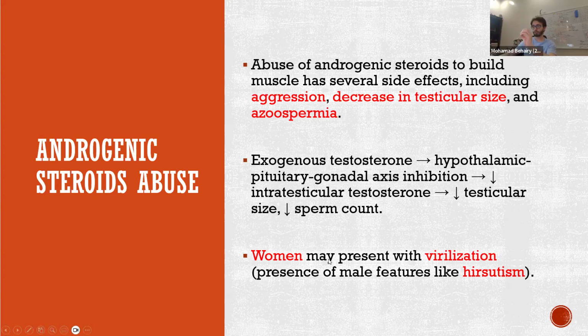But in women, we're going to see virilization. What is virilization? We talked about it a few slides ago. It's essentially presence of male features in women. So she will have, for example, hirsutism: presence of hair in parts of the body where there shouldn't be hair, in the female. Yeah, in both genders, this will cause detrimental effects. Right. Let's move on to aromatase deficiency.